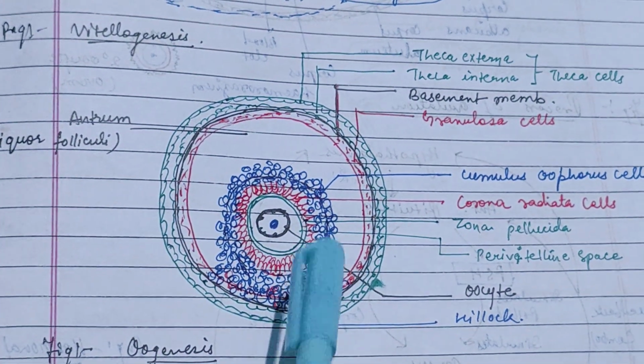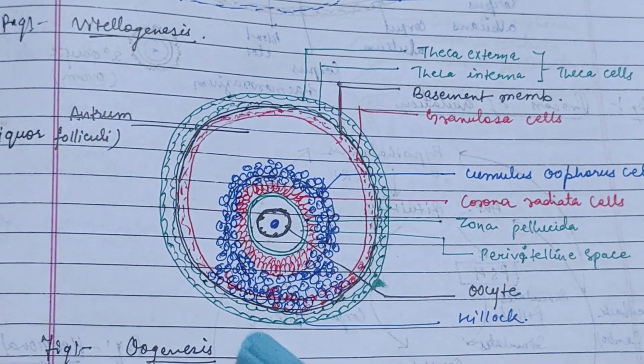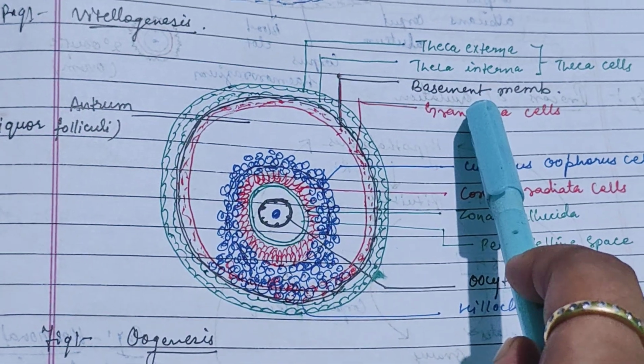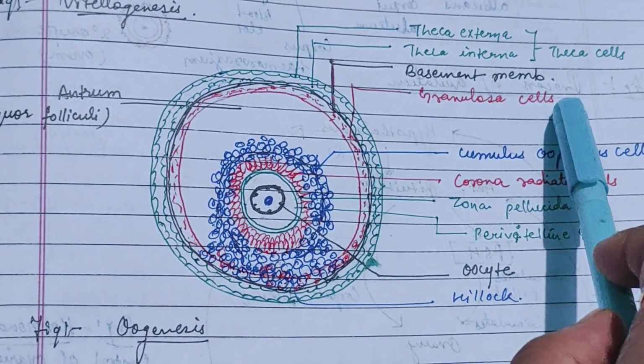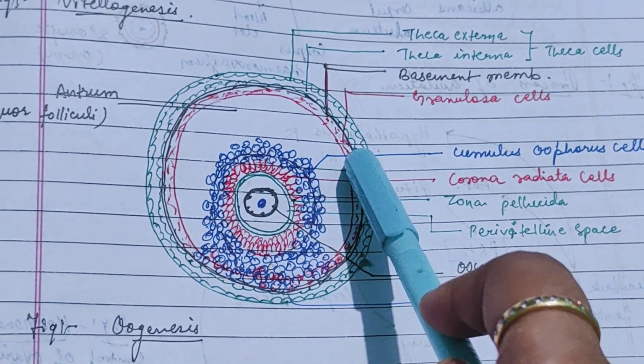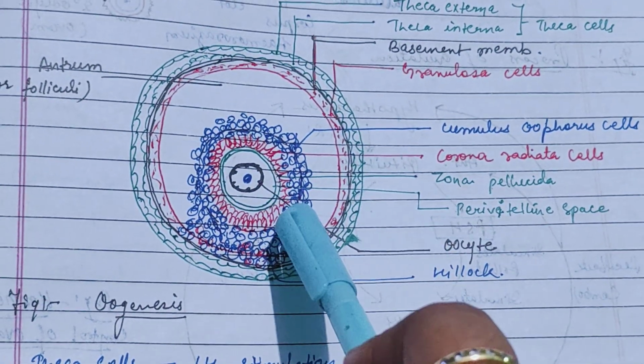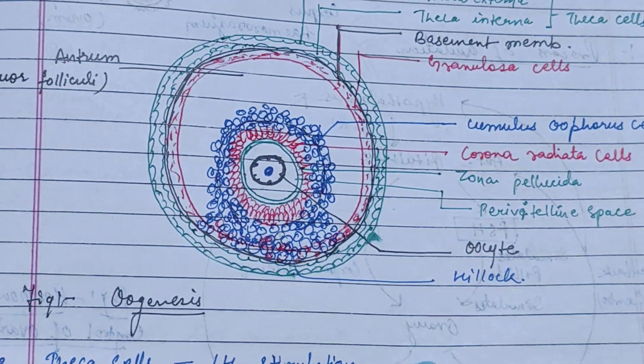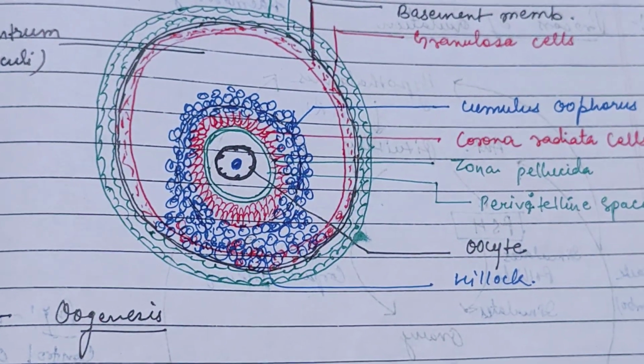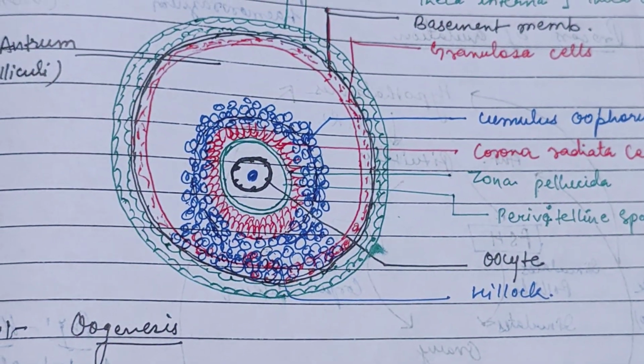Here is a figure of the oogenesis. There is an outer layer known as the theca externa and then the theca interna, both called the theca cells, then the basement membrane, then granulosa cells, the cumulus oophorus, the corona radiata, zona pellucida, perivitelline space, oocyte, and then the hillock. So this is about the oogenesis and the vitellogenesis.